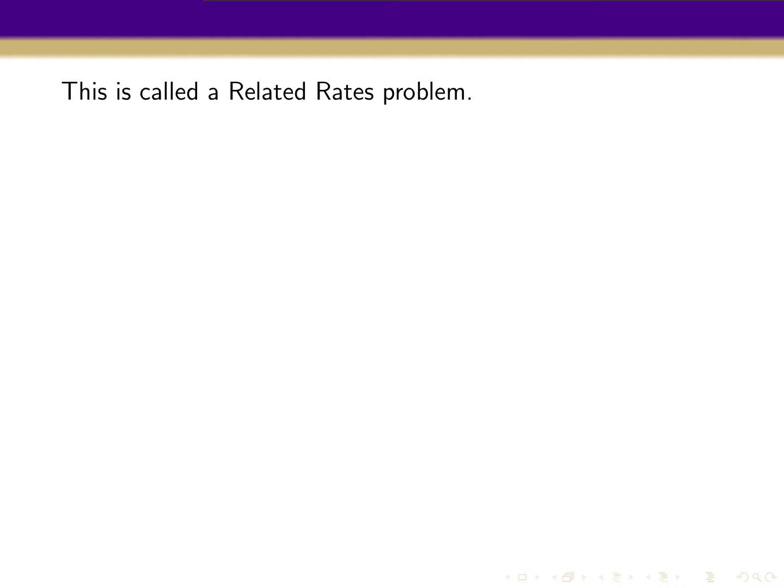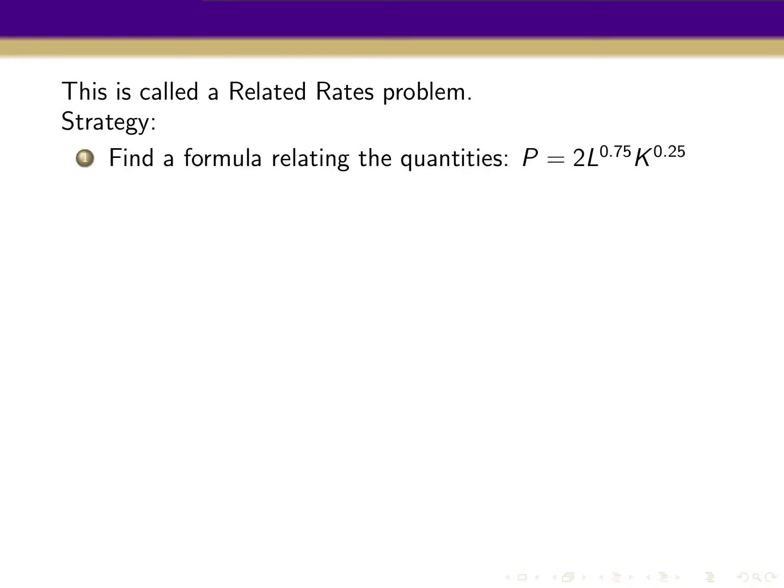Okay, so this type of problem is what's called a related rates problem. When we have a related rates problem, really what we have is an equation between different quantities that are changing in terms of time. And we know information about some of them, and we want to find out new information about some of the other quantities. So the strategy in general for a related rates problem is, first, you need a formula that relates the quantities together.